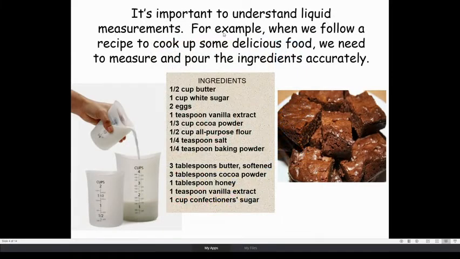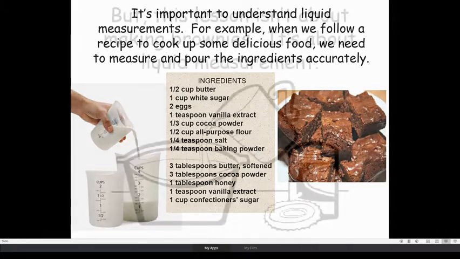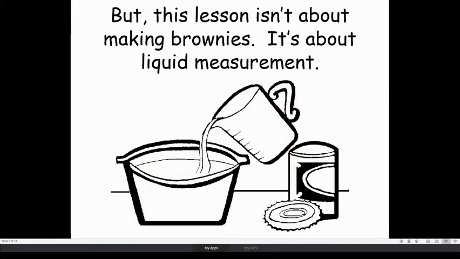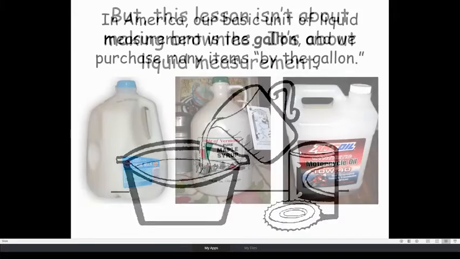So it's important to understand these liquid measurements. For example, when we follow a recipe to cook up some delicious food, we need to measure and pour the ingredients accurately. When you look on here, half a cup of butter, 1 cup of white sugar, 1/3 of a cup, half a cup. So the big thing is it'll be used in cooking. But this lesson isn't about making brownies. It's about liquid measurement. Okay, so here we go.